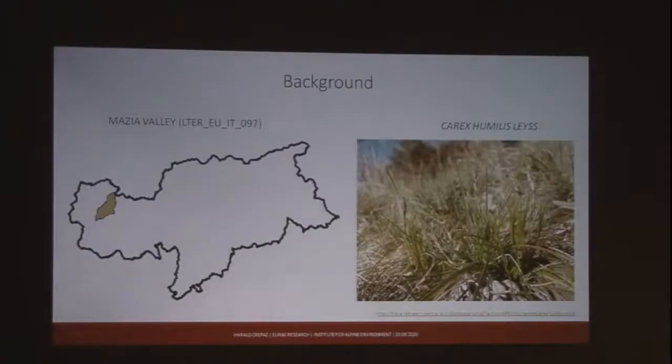The study area is the Mazia Valley in North and South Tyrol. It is an inner alpine dry valley characterized by pastures, montane and subalpine conifer forests, and in the higher altitudes with alpine and subalpine grassland. The study species is Carex humilis.